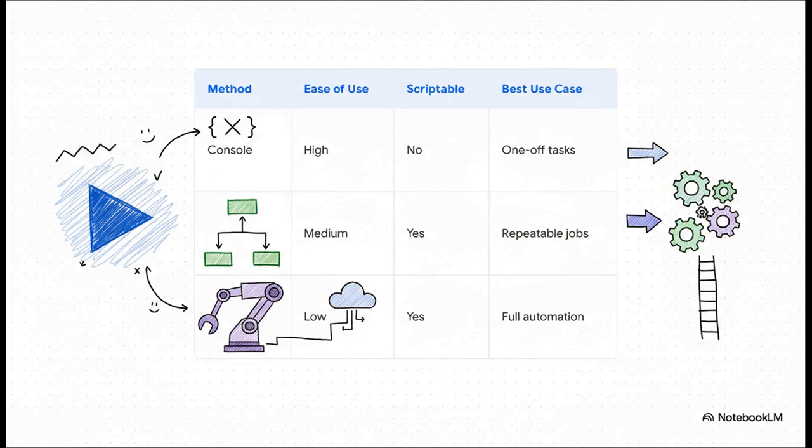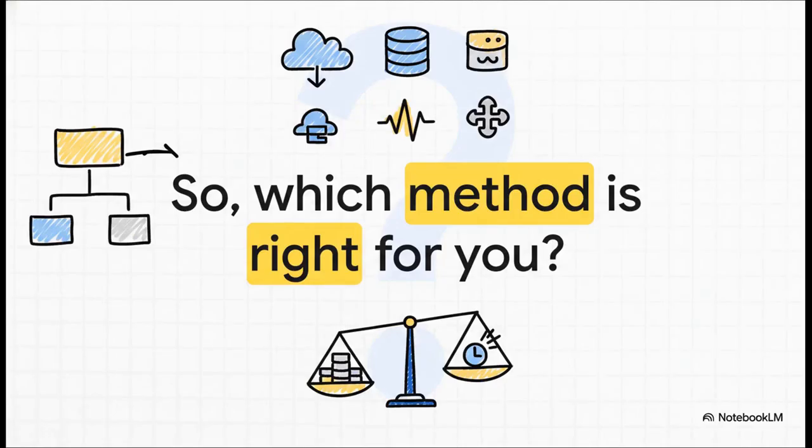The console is super easy to use, but you can't script it. The BQ tool and the Python API are both scriptable, but as you get the crazy power of full automation with the API, the initial learning curve gets a little steeper. You're basically trading ease of use for more and more power. Okay, so let's just boil this all down to a super simple decision guide.